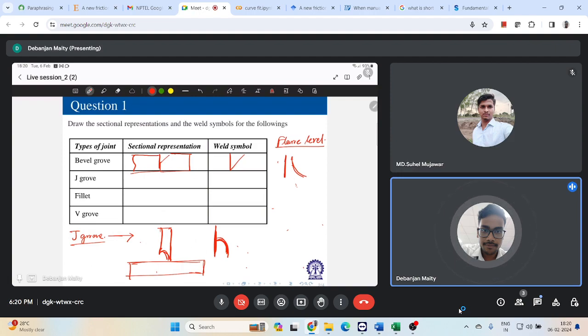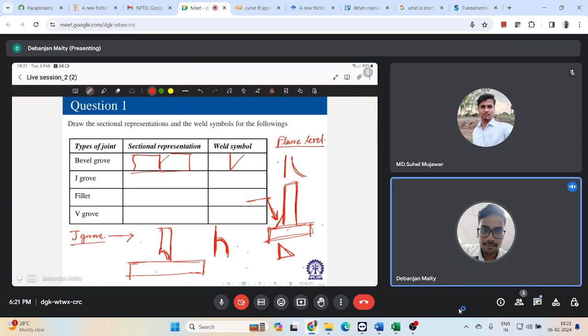Now what will be the symbol for a fillet joint? So let's say you have a fillet joint like this. So you have done fillet over here, and this is my arrow side. So what will be the weld symbol for a fillet joint? It will look something like this, a 90-degree triangle, right?